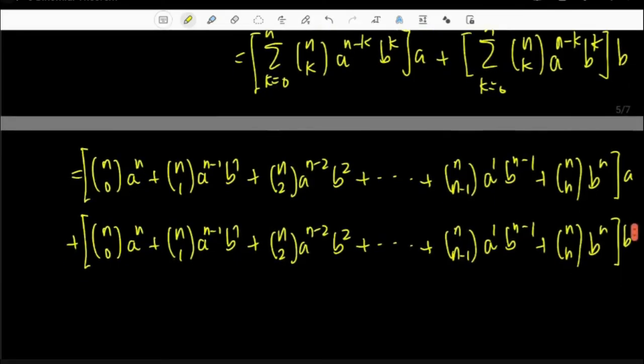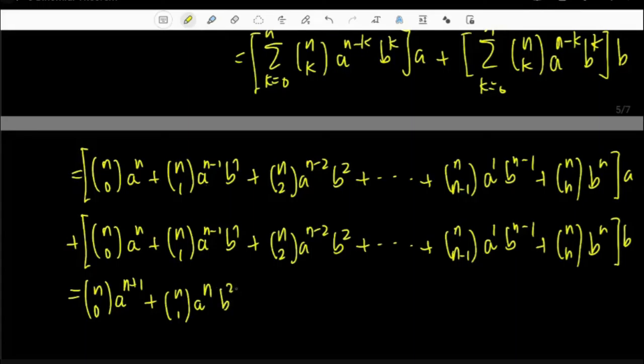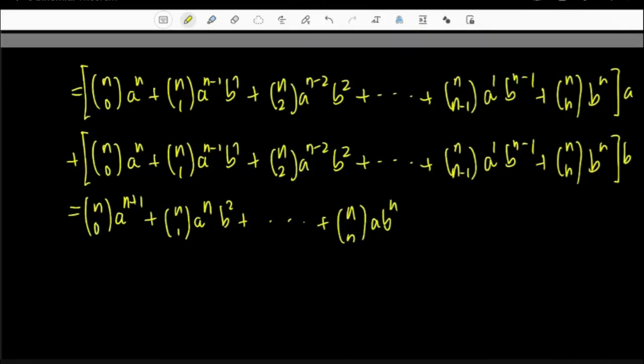Okay. So, let me expand that. So, times A. So, I have N taken 0, A to the N plus 1, plus N taken 1, A to the N. If we multiply everything by A, the power of A will increase by 1. B2 plus, and so on. Up to the end. N taken N, A, B to the N. Right? Wait. This should be 1. Right? B to the 0, B to the 1, B to the 2.